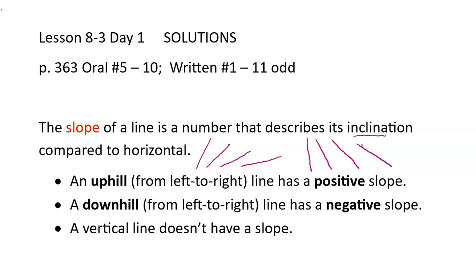A vertical line, which is perfectly straight up and down, has no slope at all. If you're asked for the slope of a vertical line, you say the slope is undefined.